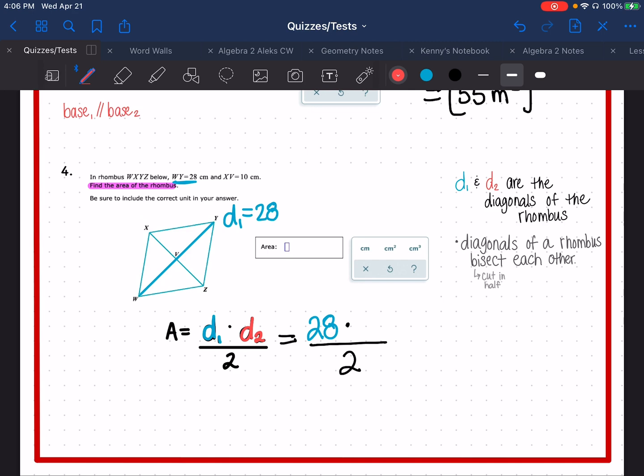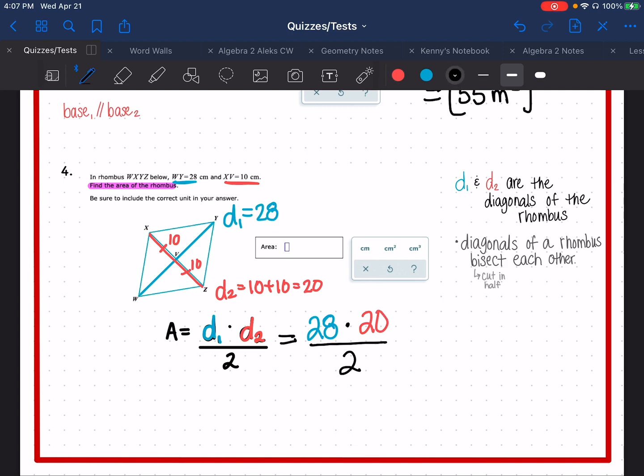Now my other diagonal is this one right here. Notice they tell me that XV is 10. Be careful because this is XV, but I need the whole thing to be diagonal 2. This is where this property comes in. So if they only give you half, the other half is exactly the same, and your diagonal 2 is going to be 10 plus 10, or 20.